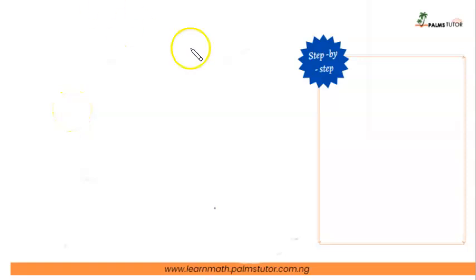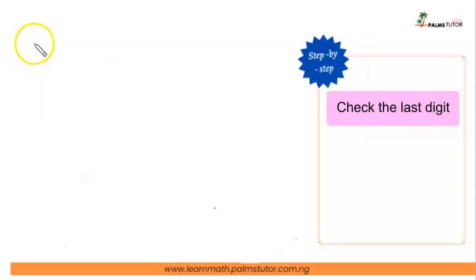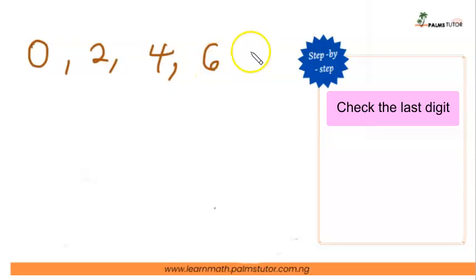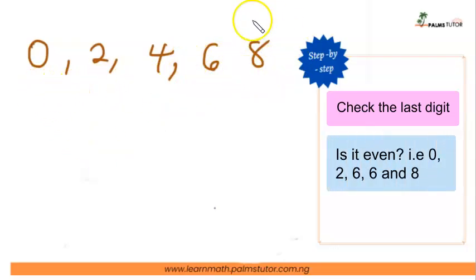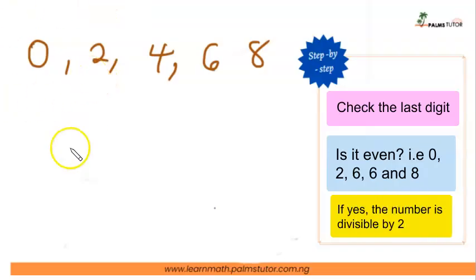How do you know if a number is divisible by 2? If all even numbers are divisible by 2, so how do you know if a number is divisible by 2? If it ends with an even number: 0, 2, 4, 6, and 8. Any number that ends with these 5 digits is an even number.